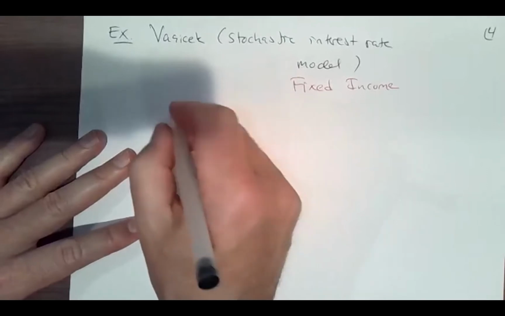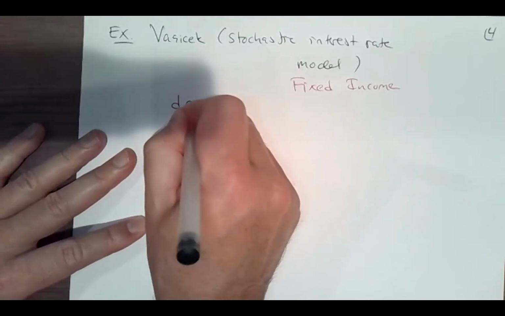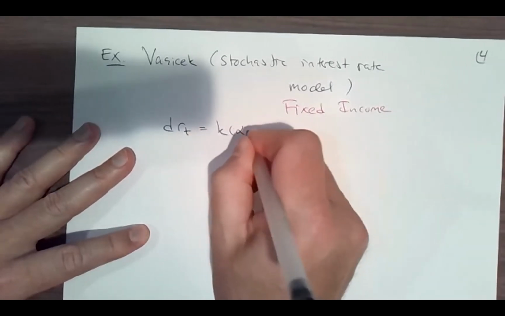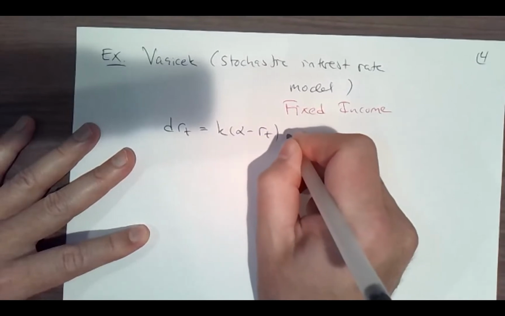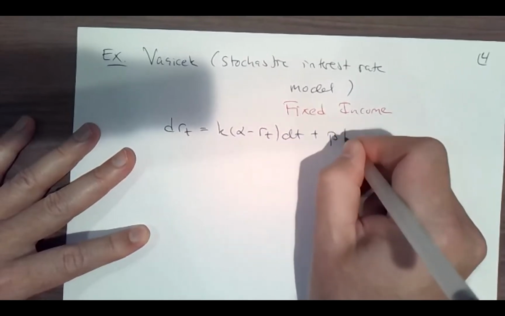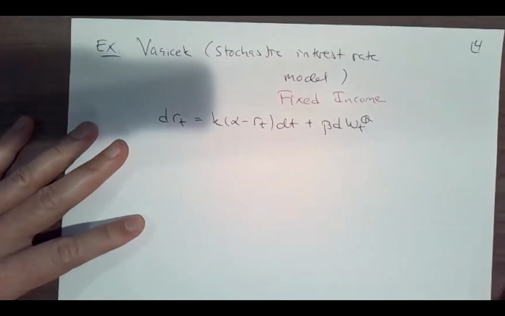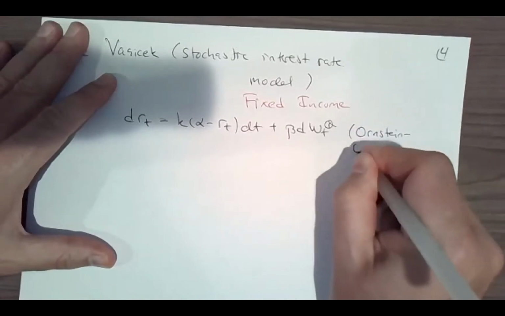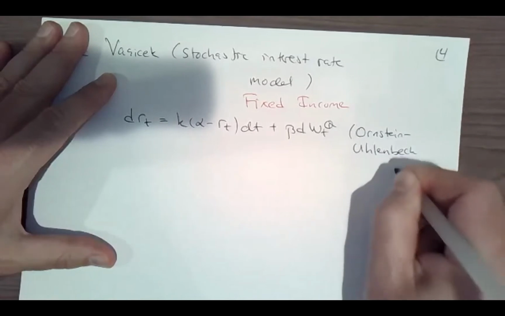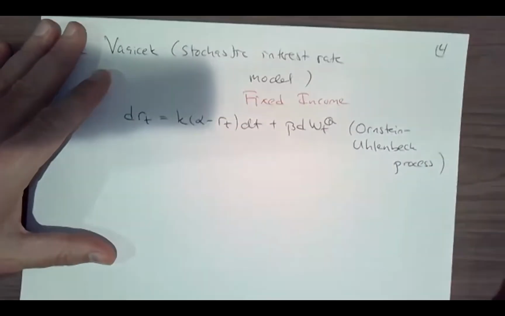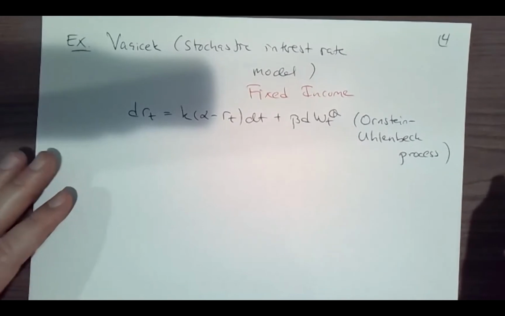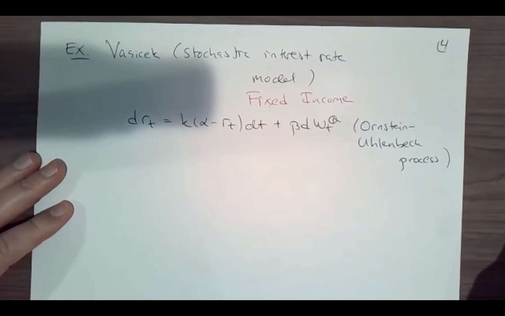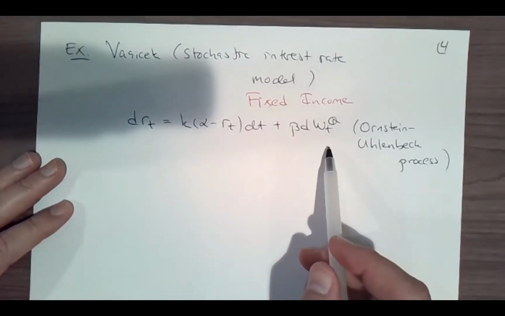So in Vasicek's model, the focus there is on the r. So dr_t is going to be kappa times (alpha minus r_t) dt plus beta dW_t^Q. So now the interest rate becomes an Ornstein-Uhlenbeck process. If you ever end up on a fixed income desk at some point in your life, this is the model you'll be using.